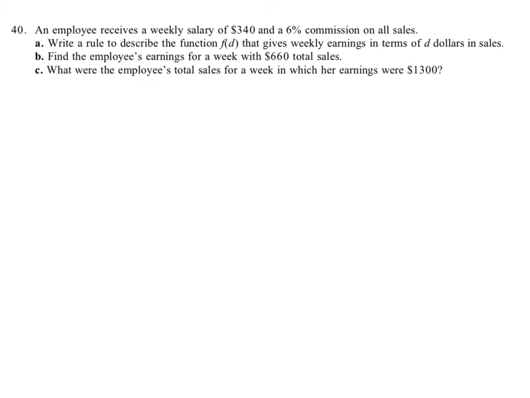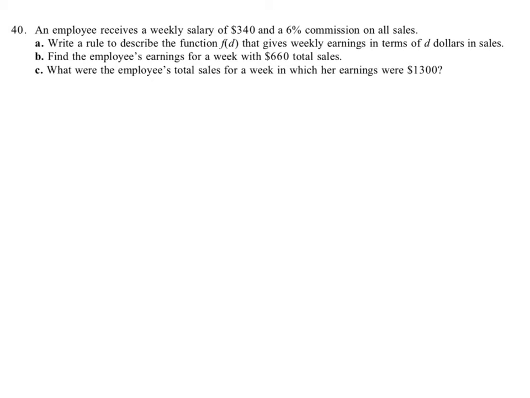Okay, so an employee receives a weekly salary of $340. They call that a base pay, right? You get that no matter what. And also 6% commission on all sales. No sales means you don't make any extra commission, just the $340. But if you do sell stuff, you take 6% of what you sold, and that adds on to the 340.